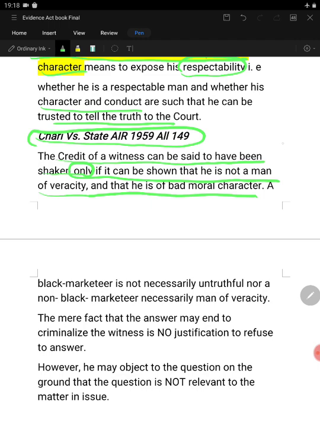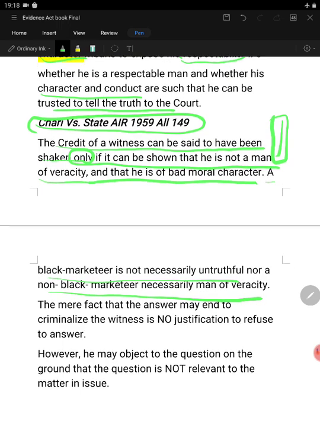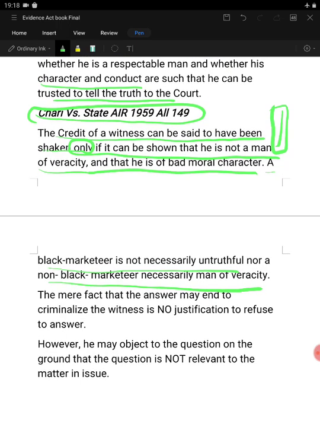So, if it is totally shown that he cannot be believed, then only it can be said that his credit is shaken. A black marketeer is not necessarily untruthful, nor does a non black marketeer necessarily mean veracity. So, in order to shake his credit, solid proof has to be given.